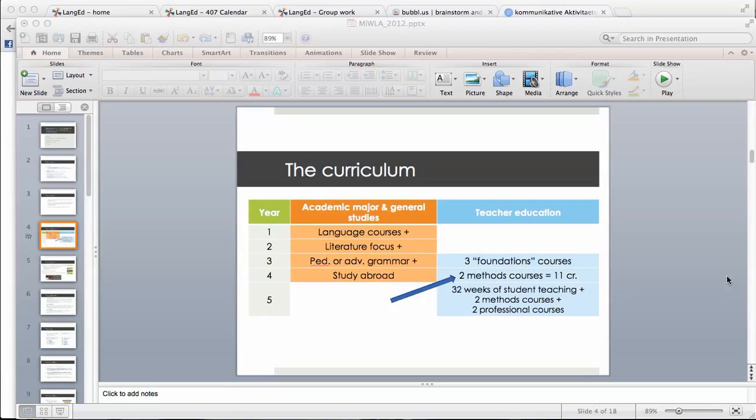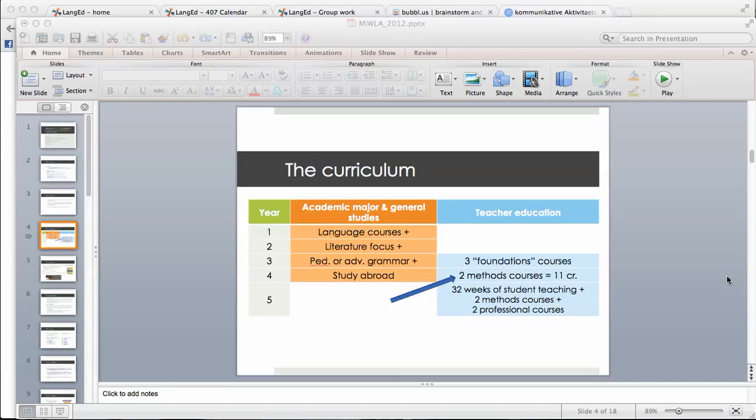You can see from the PowerPoint slide in front of you that ours is a typical program, a parallel program where students don't begin their teacher education coursework in earnest until towards the end of their undergraduate career. The benefit of this is that students get a major in their respective target language and have 4 years to really focus on developing advanced proficiency in their language.